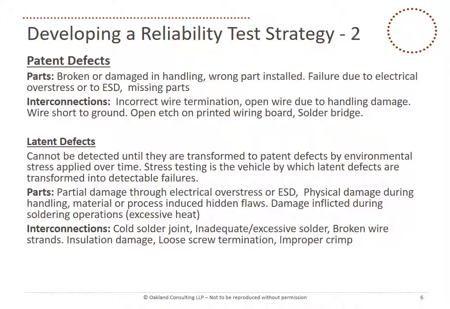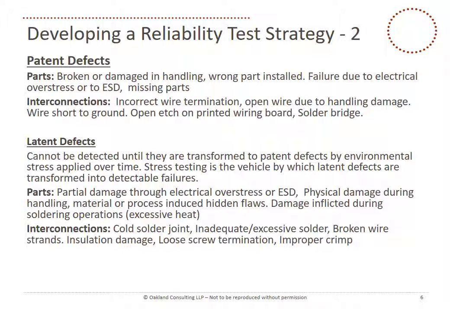Now, patent defects are, for example, parts that can be broken or damaged in handling, maybe the wrong part has been installed, electrical overstress or ESD causing a failure, missing parts, interconnections, open wire due to handling damage, wire short to ground. These things are generally found in some form of functional testing on a manufacturing line, or at the end of the line, or a quality test. But latent defects generally can't be detected until they're transformed into patent defects. This is done most easily by environmental stress applied over time, and the stress testing is the vehicle by which the latent defects are transformed into detectable failures, or patent defects.